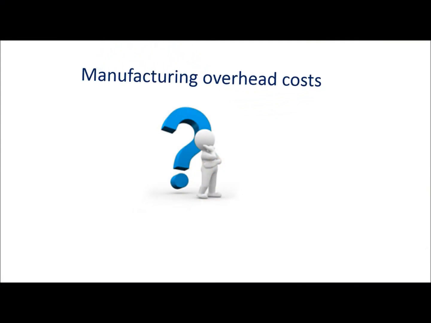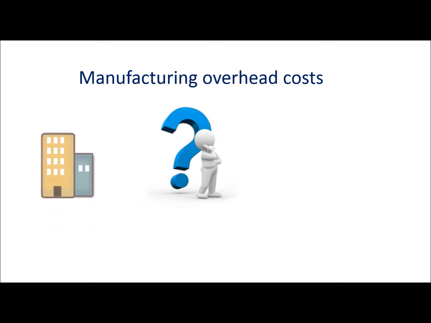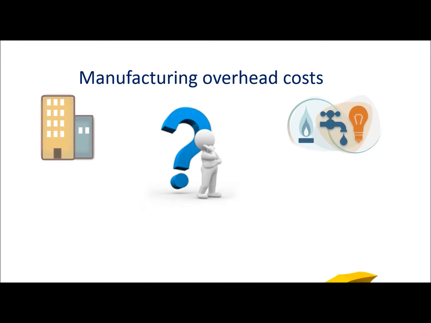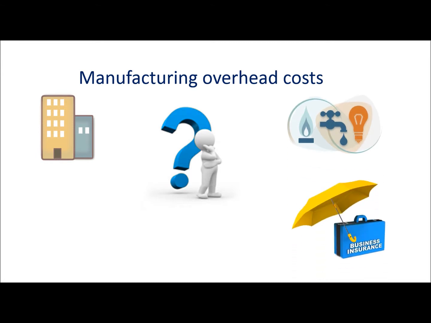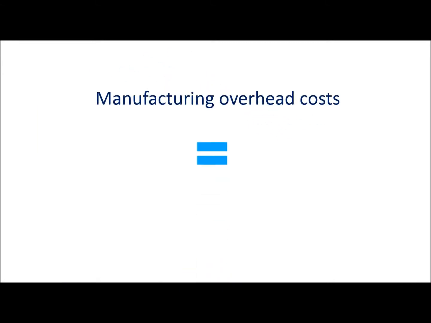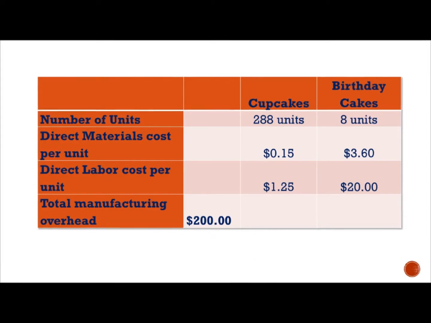On the other hand, the bakery has additional costs that cannot be calculated and assigned as simply to each unit. These costs are called manufacturing overhead and include rent, utilities, insurance, depreciation of equipment, and taxes. As a result, manufacturing overhead costs are allocated.